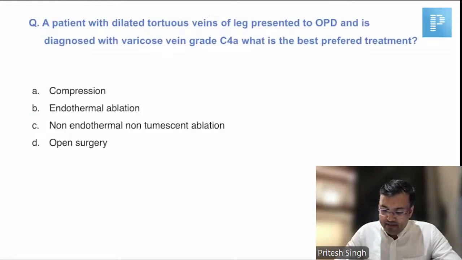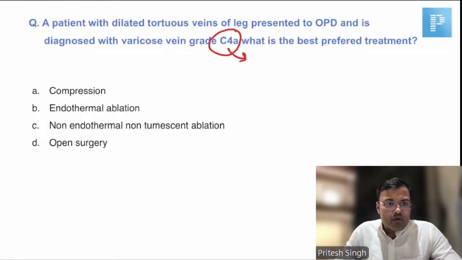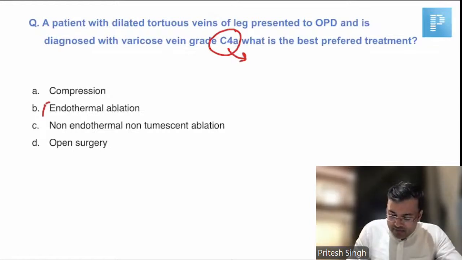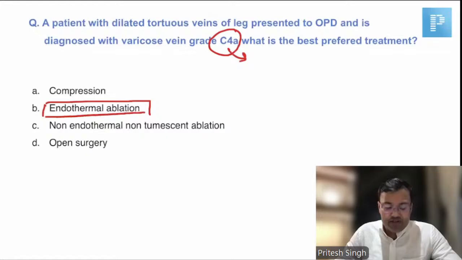Clear? Next, patient with dilated tortuous vein of leg presented to OPD, diagnosed with varicose vein, grade 4A. What is the preferred treatment? So guys, 4A, clinical is 4. Clear? In this case, there is pigmentation. What is the preferred treatment? So nowadays, gold standard treatment is endothermal ablation. So correct answer is B, endothermal ablation.